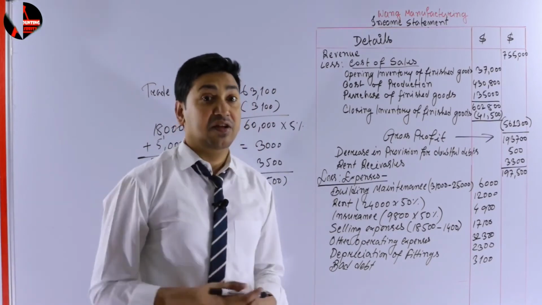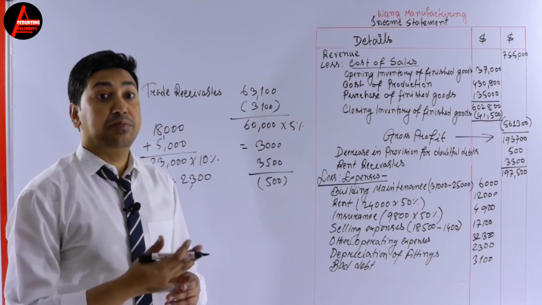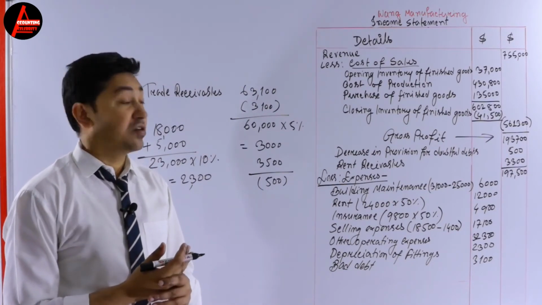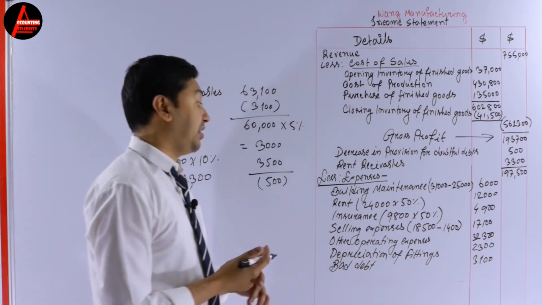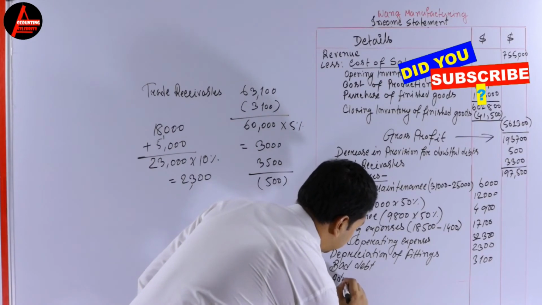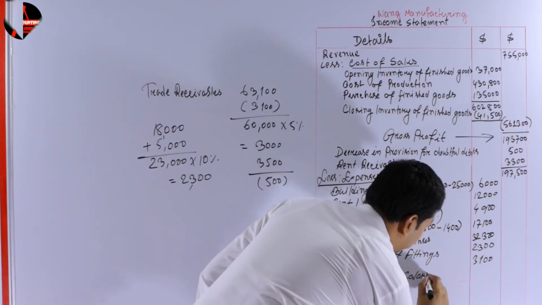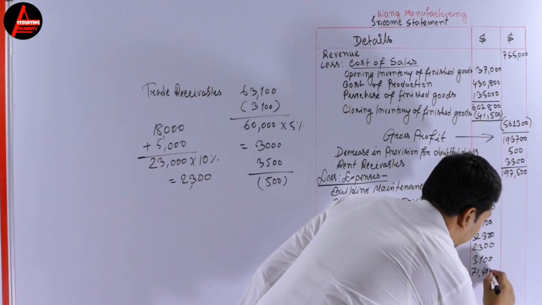Okay, then what we have? Yes, in the question we have one more. Administration salary, $71,400. Administration means office salary. Yes, it will come here. So write administration salary, $71,400.